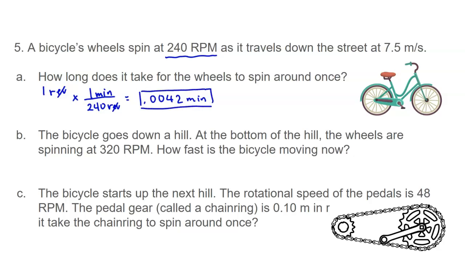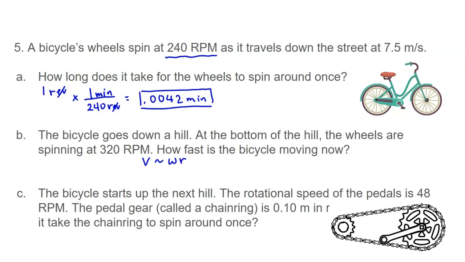And part B, the bicycle goes down a hill. At the bottom of the hill, the wheels are spinning at 320 RPM. How fast is the bicycle moving now? So in this question, we can use proportional reasoning. We know that the linear speed is proportional to the rotational speed times r.